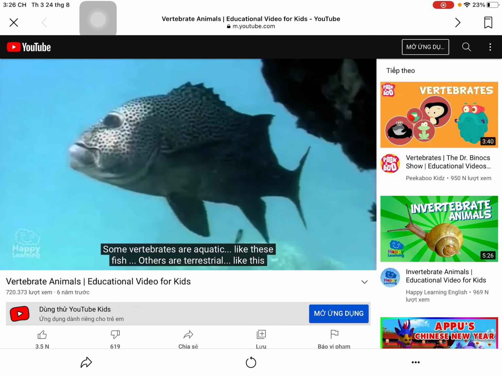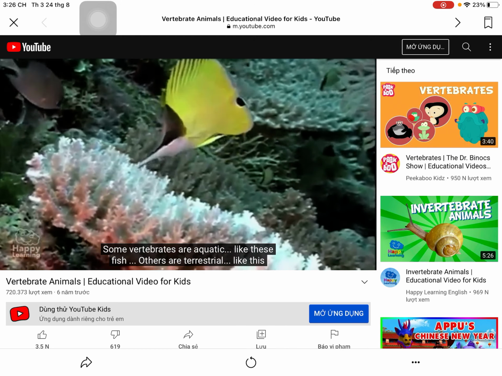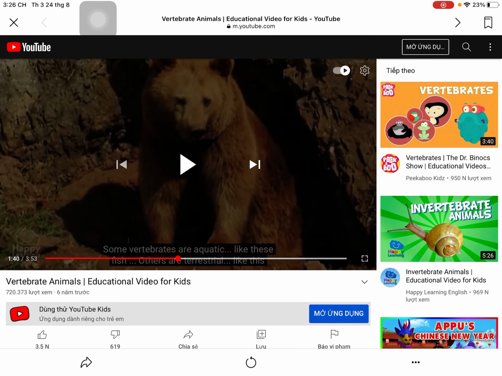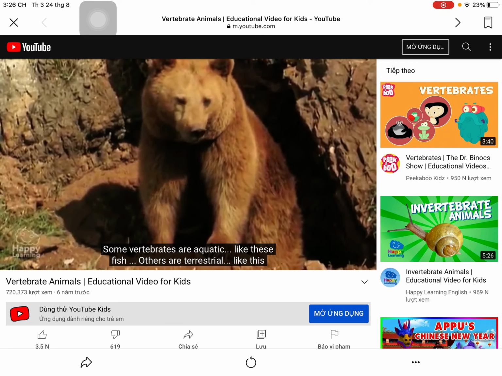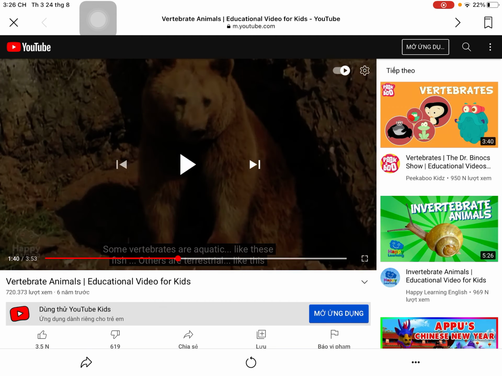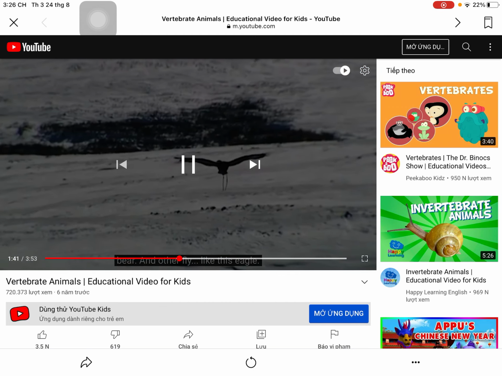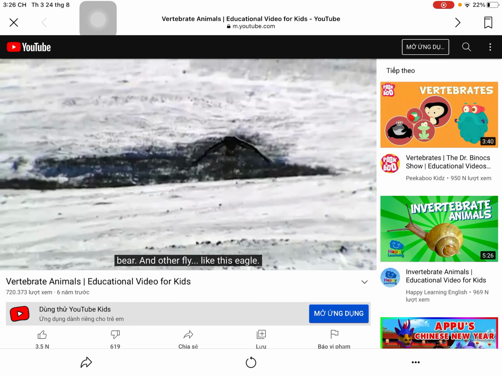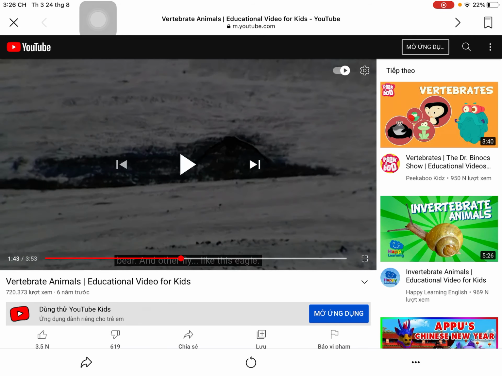Some vertebrates are aquatic, like these fish. Others are terrestrial, like this bear. And others fly, like this eagle.